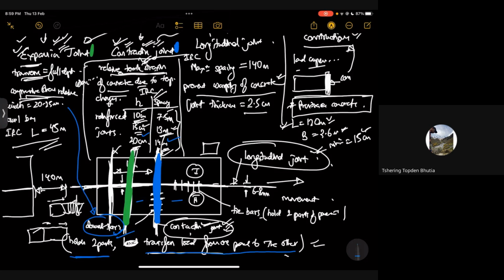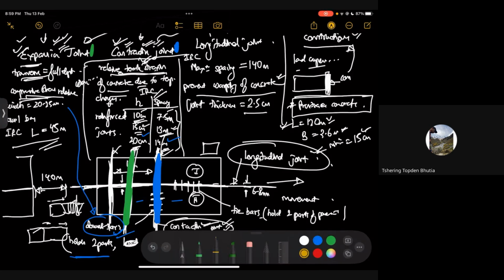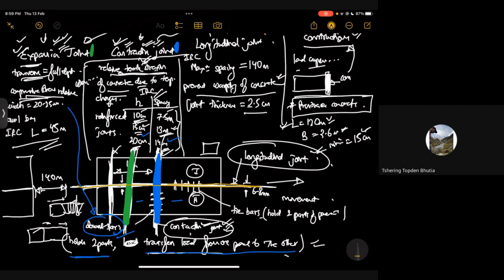Now let's move to the longitudinal joint. So the longitudinal joint is in this particular direction, okay, the longitudinal direction, and the maximum spacing as per the IRC is 140 meters and the joint thickness is 2.5 centimeters.